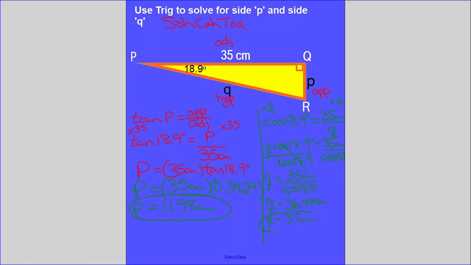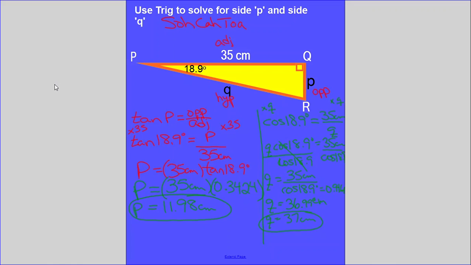If your calculator doesn't store the digits on the top, you may have to hit the cos of 18.9 first and get that 4-digit decimal. The cosine of 18.9 works out to be 0.9461. Then you could take 35 divided by 0.9461, and you're getting that 36.99 that I got earlier. So it just depends how your calculator stores numbers.